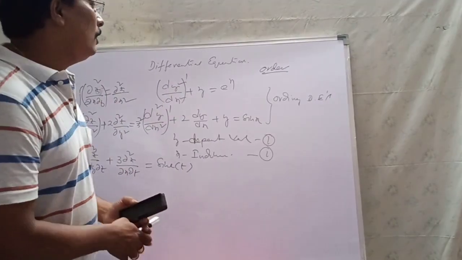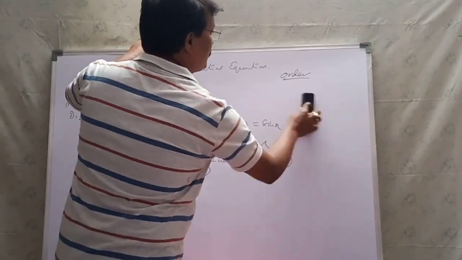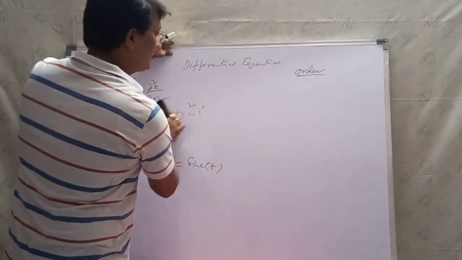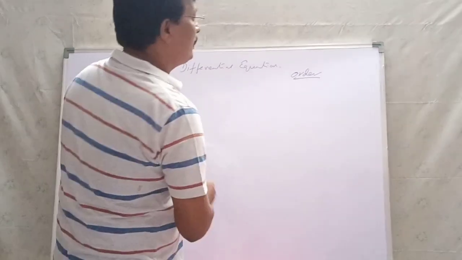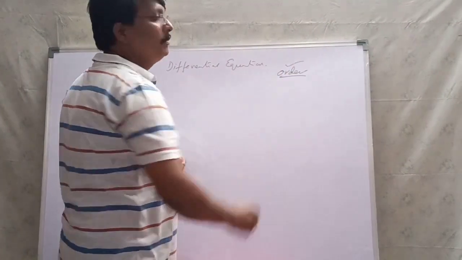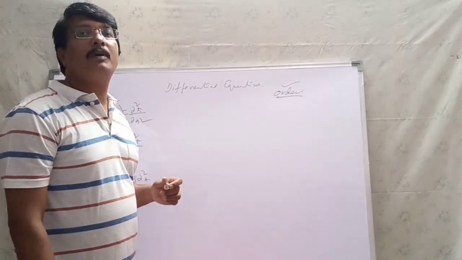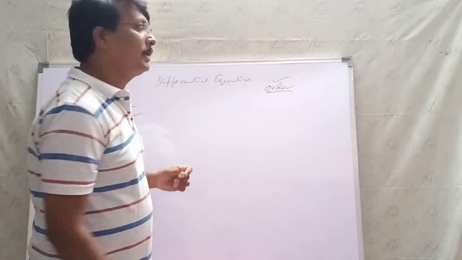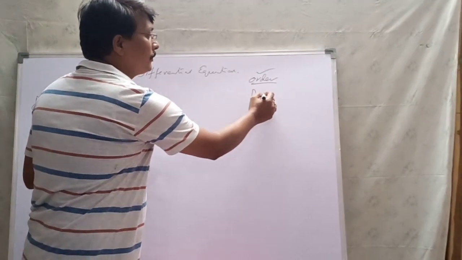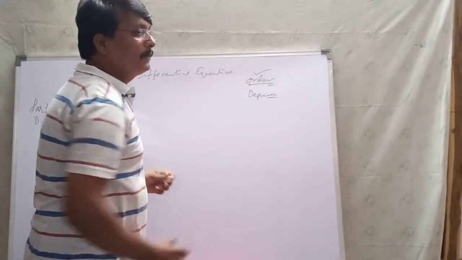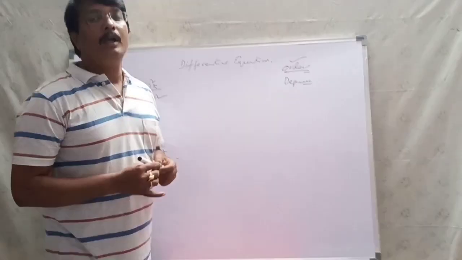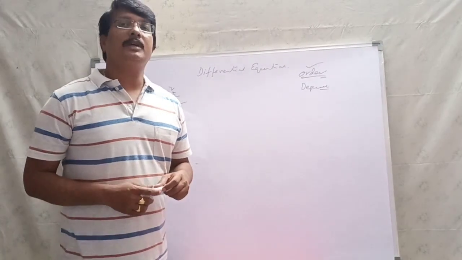So the order and degree of a differential equation are defined by the highest derivative. The highest derivative is called the order. The highest power of the highest derivative is called the degree of the differential equation.